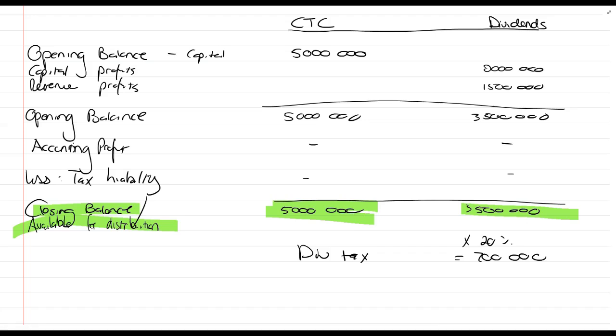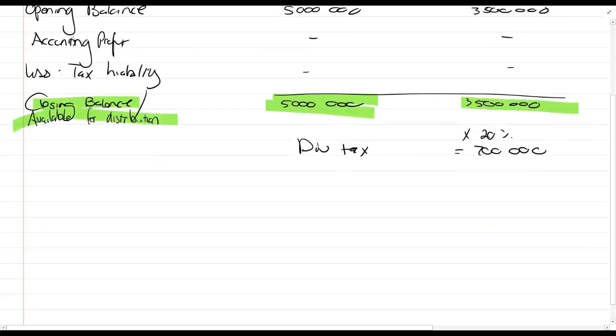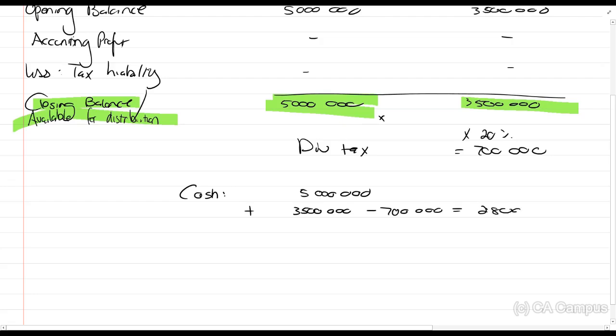So how much cash will the shareholder receive? It will receive the 5 million rands contributed tax capital, plus it will receive the 3.5 million rands, but less the 700,000 rands. So 2.8 million rands. So this person in total will receive 7.8 million rands in cash. I'm pointing it out to you. I want you to be aware of that.